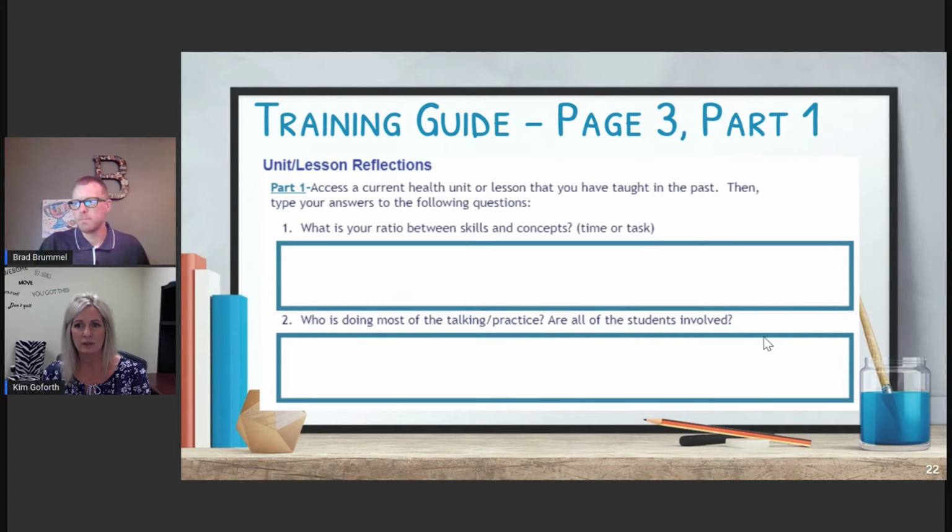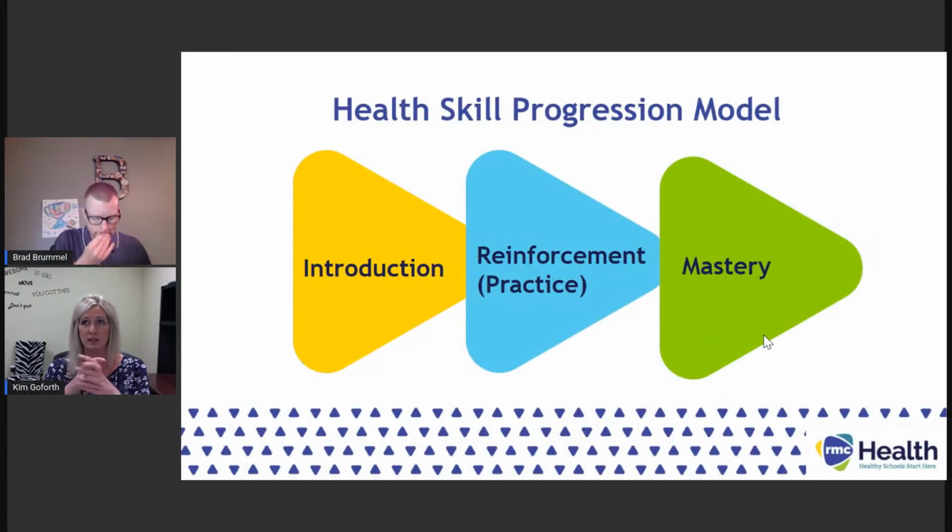Perfect. So as you reflect on your lesson, with the lens of the 1/3, 2/3 balance and overall thinking, Brad and I are going to take you through a little bit more of the why, I think, and a little bit more of planning your shift in your curriculum. We're going to talk about the health skill progression model. And RMC Health has done a real nice job of making this very teacher friendly.